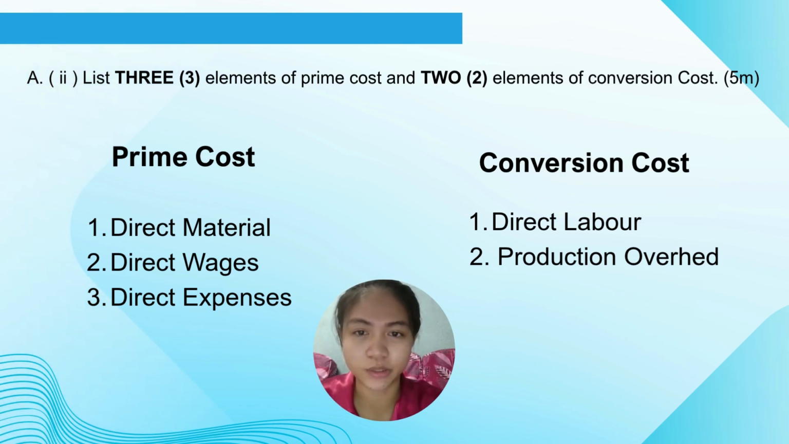Next, I'm going to list three elements of prime cost and two elements of conversion cost. The first for prime cost is direct materials, such as raw materials used in production. Next is direct wage, which is the remuneration paid to production workers, and direct expenses, for example royalties. And conversion cost is direct labor and production overhead.